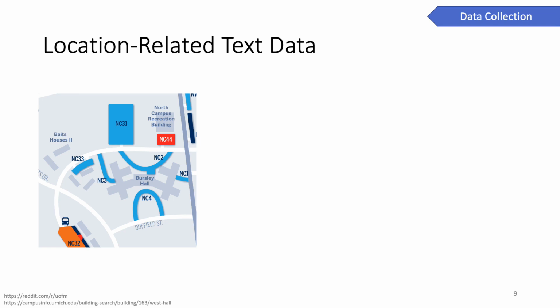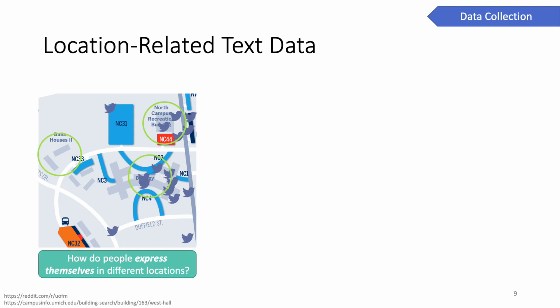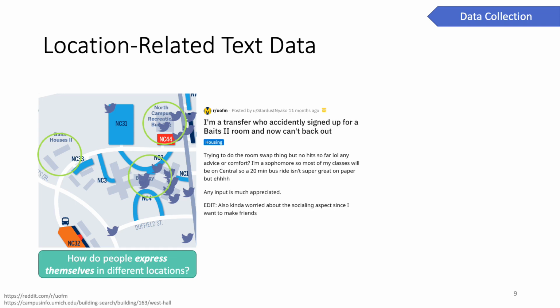From Twitter, we collect tweets that are geotagged in Ann Arbor, which is where the University of Michigan is, and we use GPS coordinates to map the tweet to the nearest location. We say that a tweet has occurred at a building if it's within 50 meters. From this, we hope to capture how people express themselves in different locations.